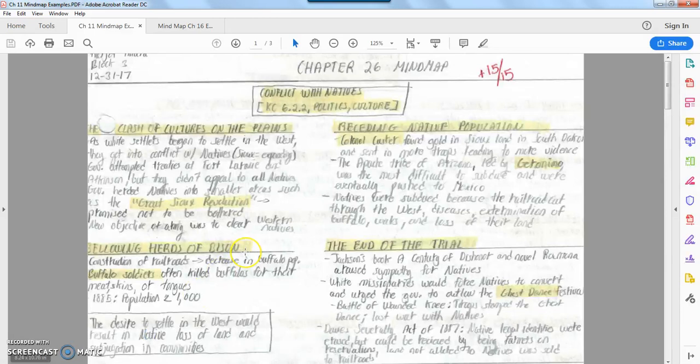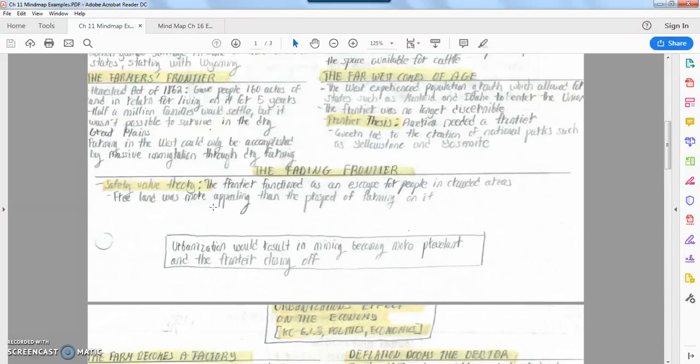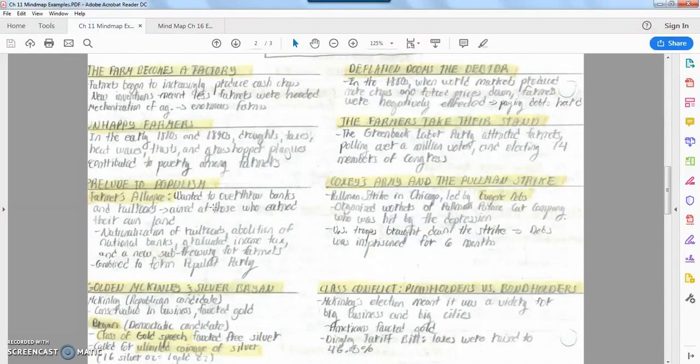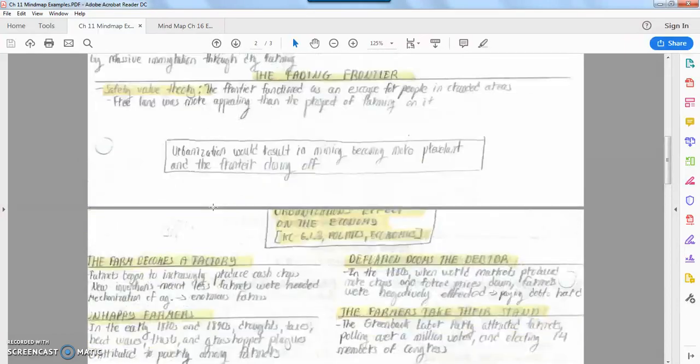Here's a much better one, where you'll notice they've organized each one of their subtitles under the theme. They've listed the key concepts there as well, and of course vocab is highlighted too. You'll also notice that it's on a separate sheet of paper. In fact, they've taken multiple sheets of paper to be able to do that.